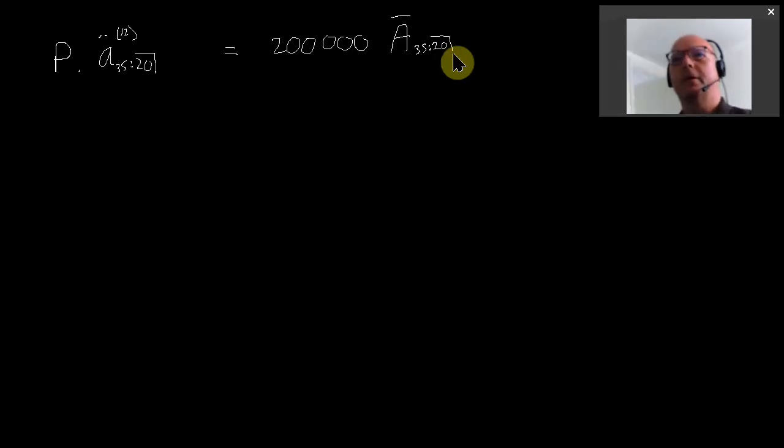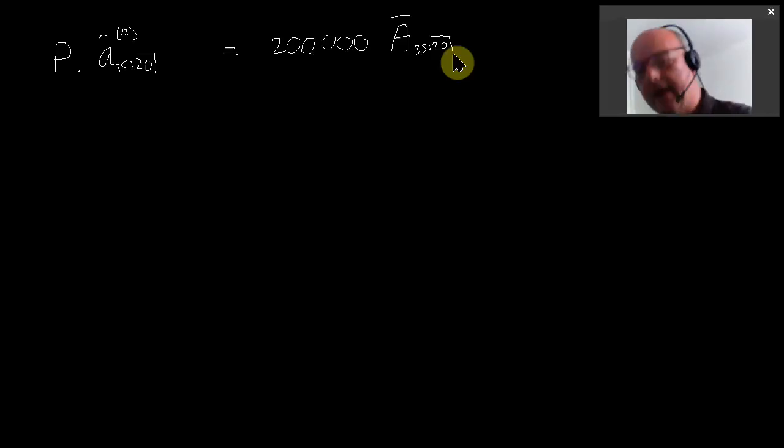The life assurance is payable immediately on death, and again it's to a 35-year-old with a term of 20 years. So this is just going to put together a few of the things we've done so far.